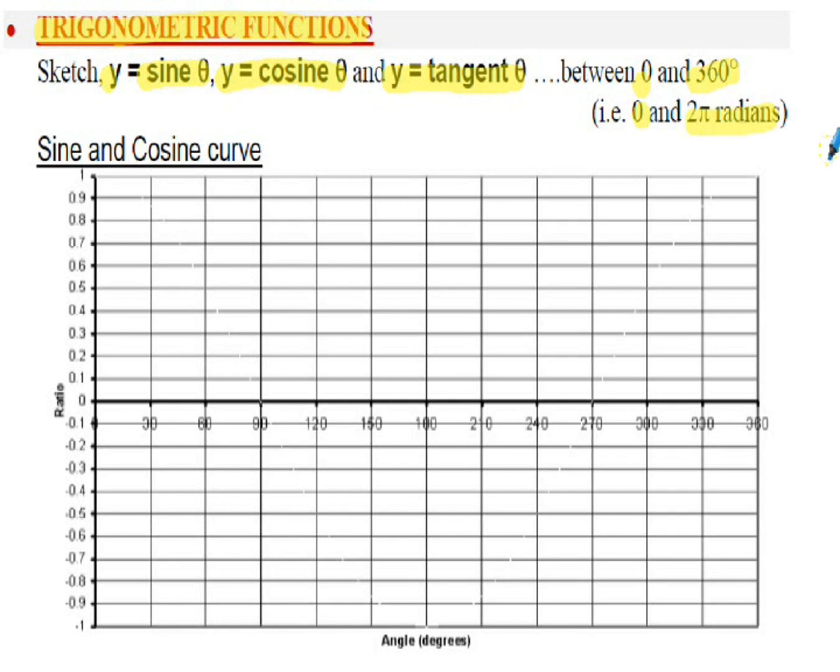I would encourage you to sketch the sine and cosine curve on the diagram below. So what does the sine curve look like between 0 and 360 degrees, and what does the cosine curve look like between 0 and 360 degrees? Curves shown on the next slide.